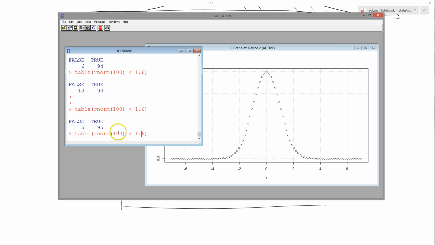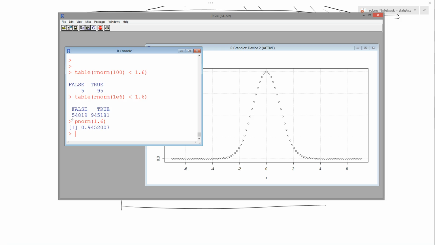So instead of just 100, I'm going to make a million, 1e6. There we go. And remember what we said it was going to be, pnorm 1.6. Well, it says 0.945. So what we expect is that times a million are going to be less than 1.6. So we expect 945,200.7 to be less than 1.6. And here we get 945,181, so it's pretty close.